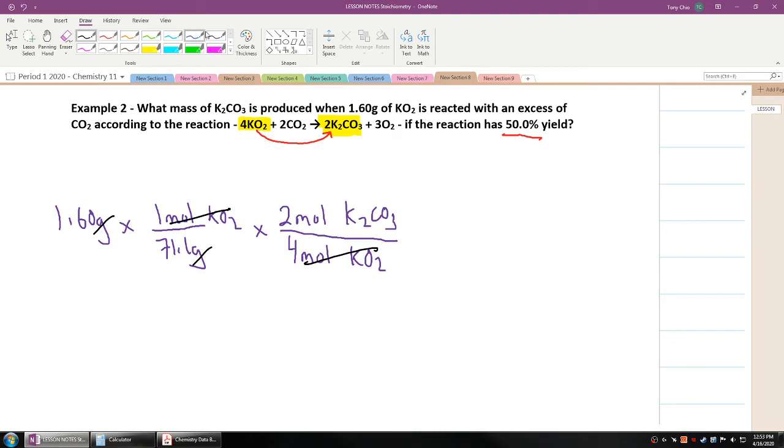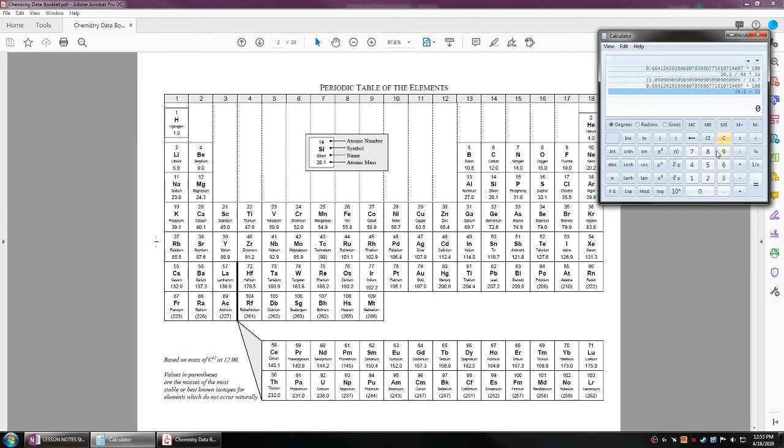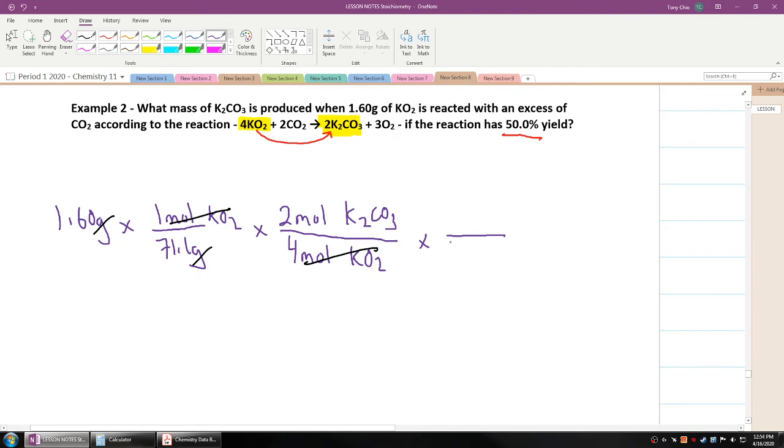My last step is now to find the mass of K2Cl3 because I need to convert to the mass. Well, what is the molar mass of K2Cl3? Let's find out. K2 means it's 39.1 times 2. That's 2 potassium mass plus 1 carbon, which is 12, plus 3 oxygens, which is 48. I will get 138.2. So it's 138.2 grams per 1 mole of K2Cl3. And that should cancel out my moles of K2Cl3.